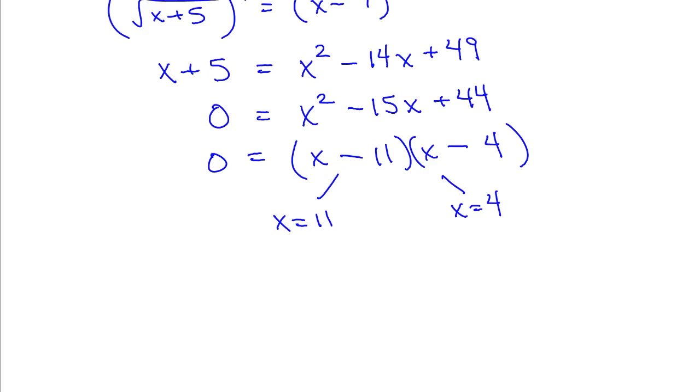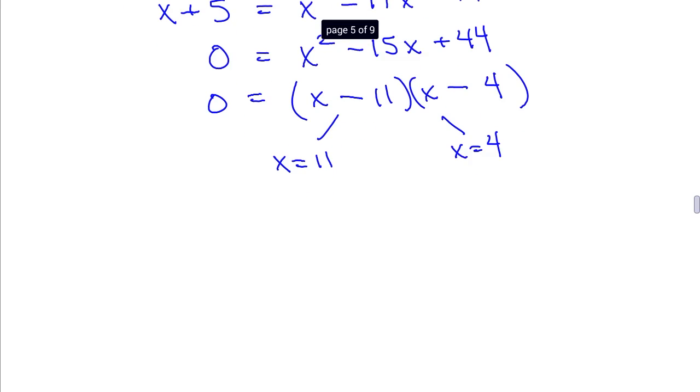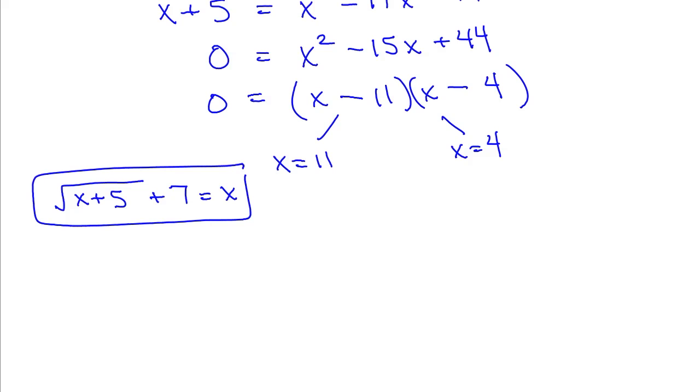Now, because we squared the equation above, we must check it and see if our solutions are still valid. You are only allowed to check it in the original equation before you have altered it in any way. So there's the original equation. The square root of x plus 5 plus 7 equals x. First, I'm going to check x equals 11. And the way we do this is we plug in the value of x. I'll use a special equal sign that has a question mark on top.